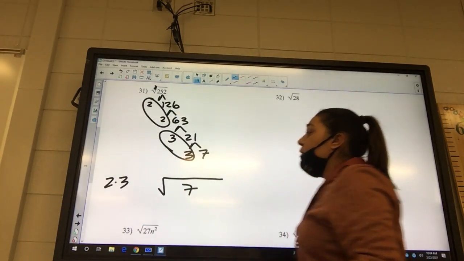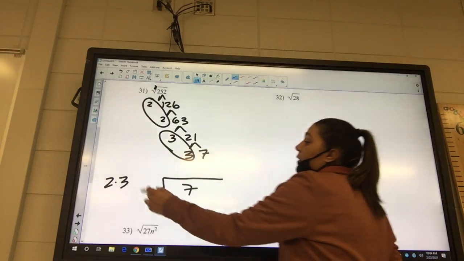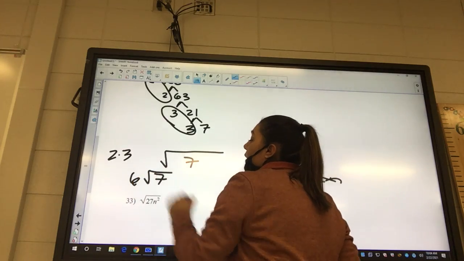So, and we put the 7 back on the inside. He can't go. Okay, this 2 and 3, what do we need to do with them? We got to multiply them. So you got 6 to the, and then a 7 on the inside.